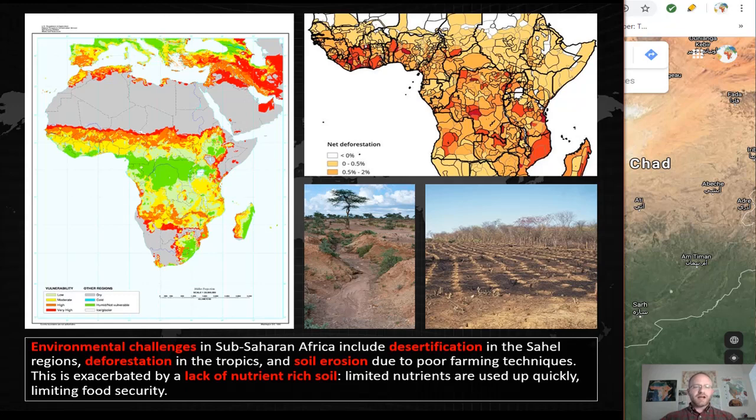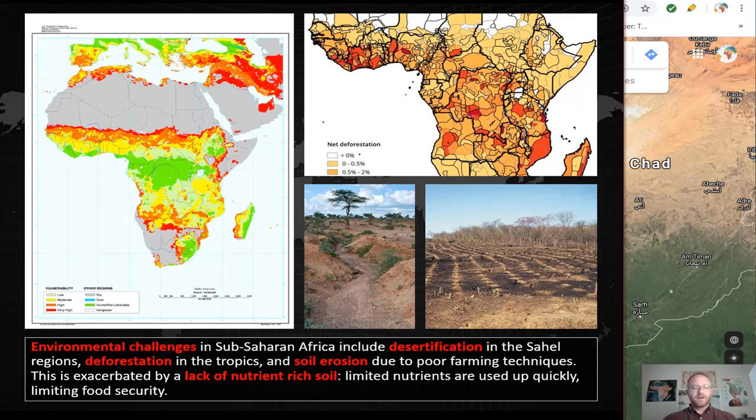Now, plantation agriculture in the rainforest has resulted in deforestation in many areas. You'll notice in the map on the upper right, this shows net deforestation, and the largest areas impacted by plantation agriculture are in West Africa, in Benin, Togo, Ghana, Cote d'Ivoire, Liberia, and Sierra Leone, located here. Now, there are also other areas that have high net deforestation, such as the Democratic Republic of the Congo, located here.